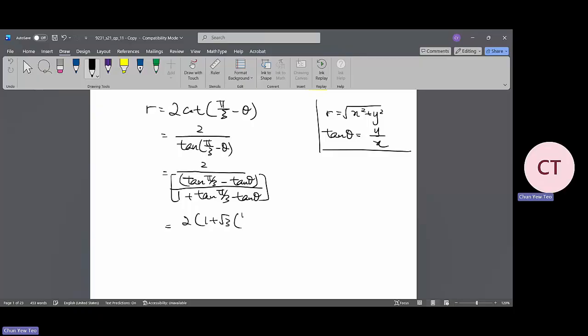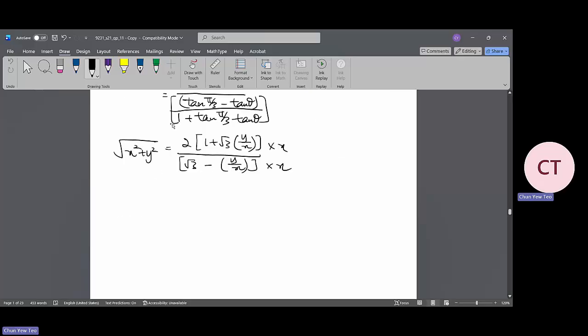This is y over x. This is the square root of x squared plus y squared. This one is square root of 3 minus y over x. So I multiply everyone by x first, the numerator and the denominator by x. Then I get 2x over 1 plus x plus root 3 y, and this one will be x root 3 minus y.